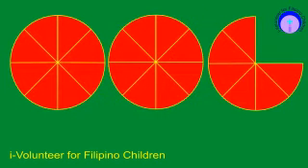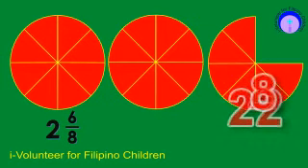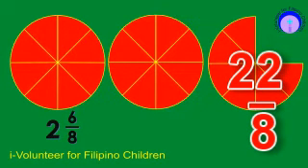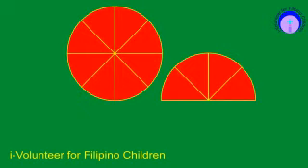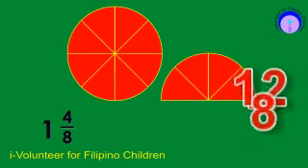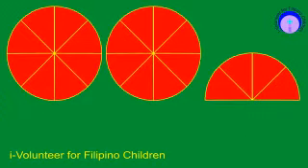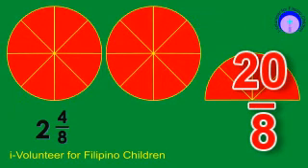Can you convert this mixed number into its improper fraction? The improper fraction is 22/8. Can you convert this mixed number into its improper fraction? The improper fraction is 12/8. Can you convert this mixed number into its improper fraction? The improper fraction is 20/8.